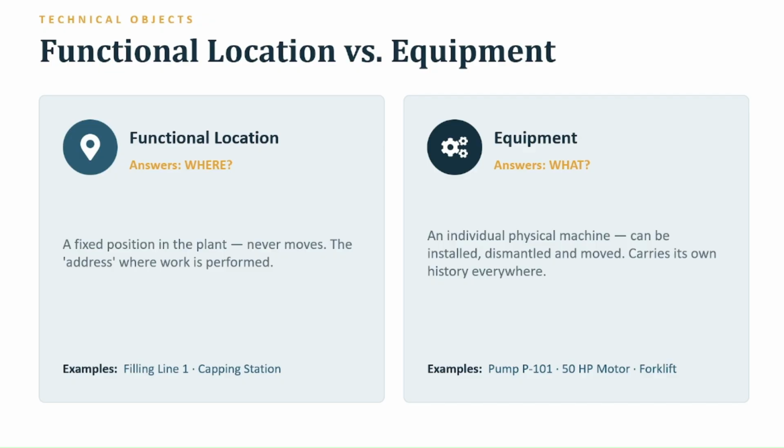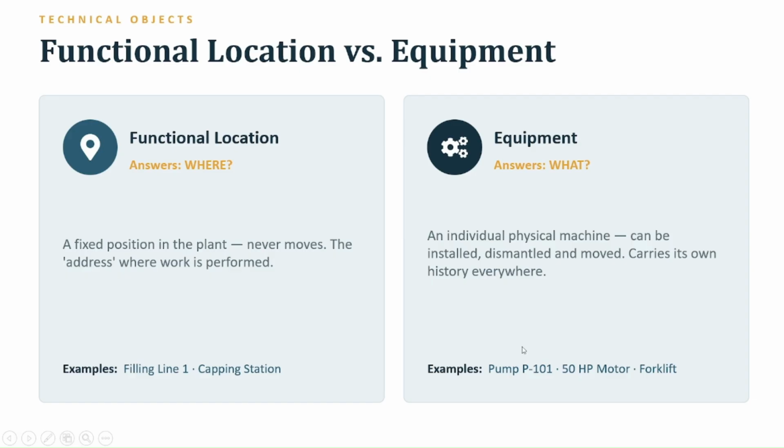Now, what is the difference between functional location and equipment? Functional location means a fixed position or area in the plant where the machine is installed. Equipment is a machine, a physical machine that can be installed in a functional location, or dismantled from the functional location and installed in a different location. Simply, the functional location means the filling line or capping station. It is a location in the plant.